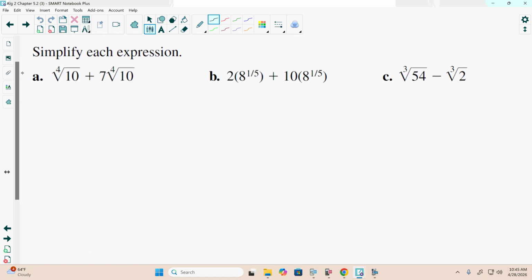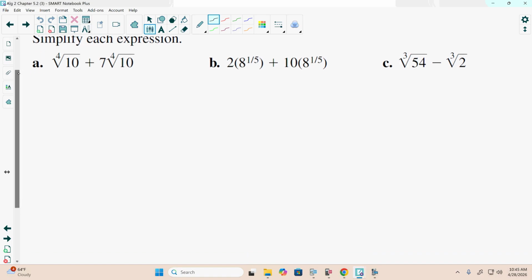Now, the first one we have is the fourth root of 10 plus 7 times the fourth root of 10. One way we can add these two together is by greatest common factor. Because both of these have the fourth root of 10 in common, we can factor it out of both terms. If I factor the fourth root of 10 out of the fourth root of 10, we have 1. And if I factor it out of 7 times the fourth root of 10, what we would have left is 7, because we're removing that fourth root of 10 from both terms.